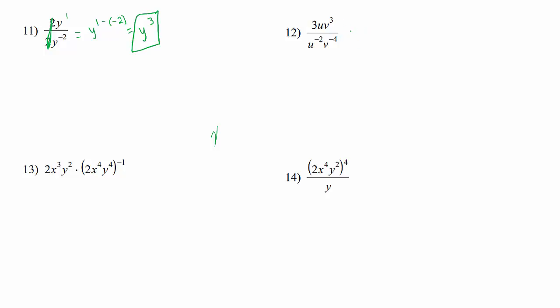On 12, the 3 is the only regular number. For u, I'm going to do 1 minus a negative 2. And for v, I'm going to do 3 minus a negative 4. So I end up with 3u cubed and then v to the 7th.